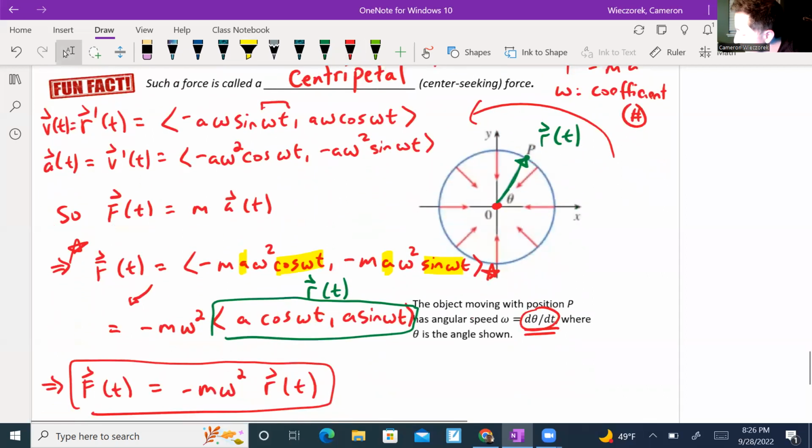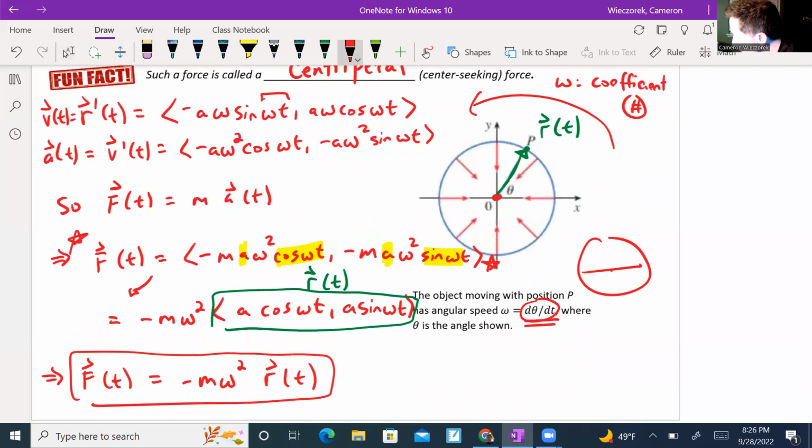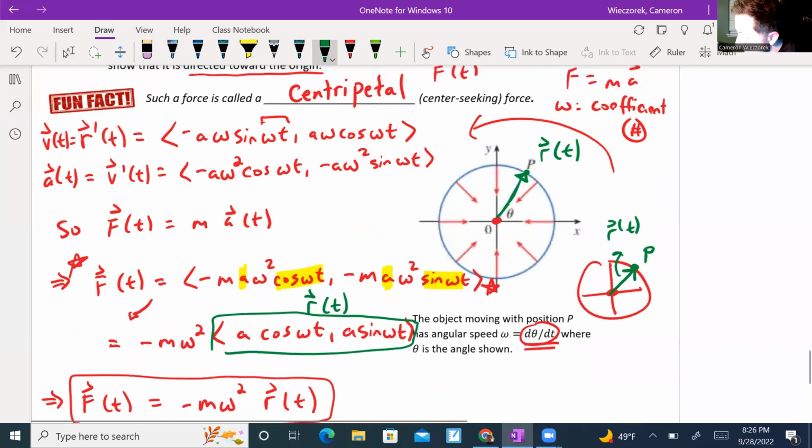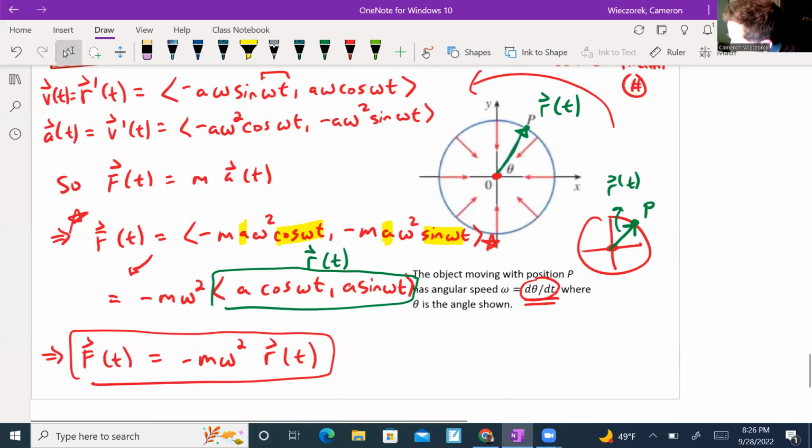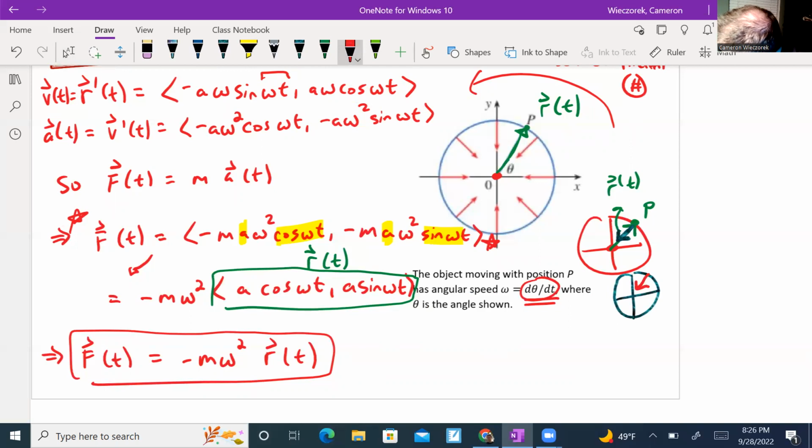Think about your position vector. Your position vector starts at the origin and always points outward. Your arrow will always end at that point on the curve. Here's P. That's your position vector right here, r of t. Well, you're trying to show that the force is directed towards the origin, which means you need to show that the force is still along the position vector, but in the opposite direction. So you need to show that your force actually goes this way. That's your force vector. How do you do that? You show that it's a scalar multiple of the position vector with opposite direction.